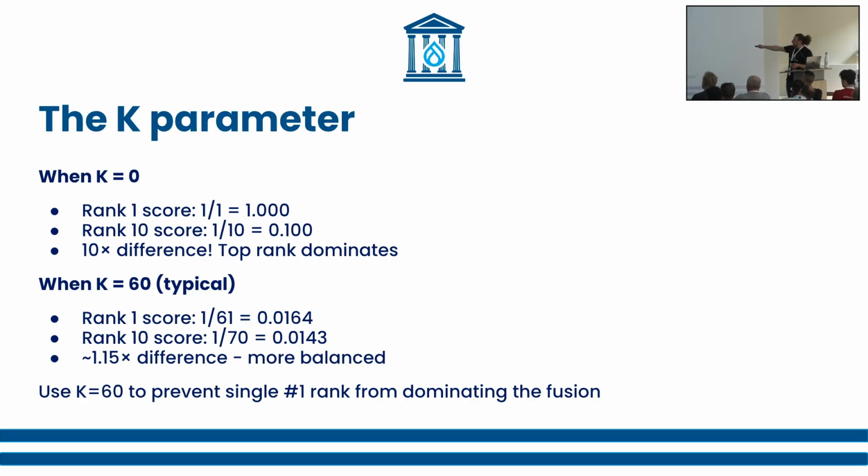So when k is 0, if a document is first, it will be 1 divided by its position, which is 1. But if it's 10, then it's 1 divided by 10, which is the position. And there is too much difference here, so all the top documents will always dominate in this ranking. So what we can do is set k to 60, which is typical, and then it becomes like this. So the difference will be just 1/15, which is a little bit more balanced.